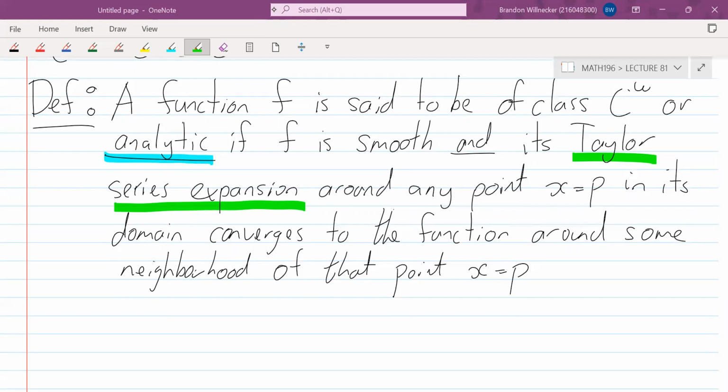Okay, and thirdly, we need to look at this idea of converges to the function. So we've got this Taylor series. We'll see how to calculate it. But does the Taylor series converge to the function? If it does, then we say that the function is analytic around that point P. If it doesn't converge, then it is not analytic. Okay, so it gives us a way of identifying if a function is analytic or not. In other words, does it belong to that set or not?